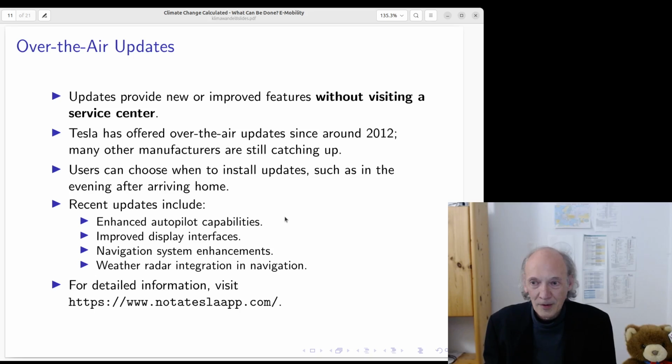So that improves safety a lot. I actually drive a lot, and I noticed that this really is important. It also includes improved display interfaces like the user interface, then navigation system enhancements like including stops in between or detours, or weather radar integration in navigation. And here's a website where you can see more detail on what the Tesla updates are doing, not a Tesla app, which I find quite interesting.